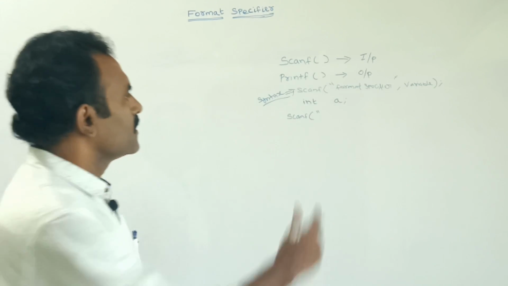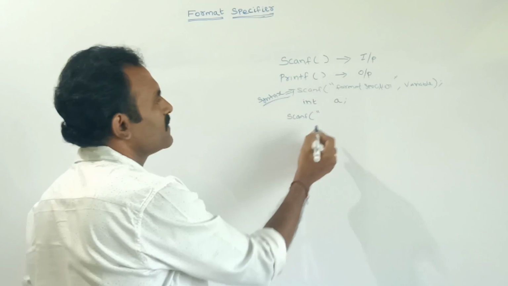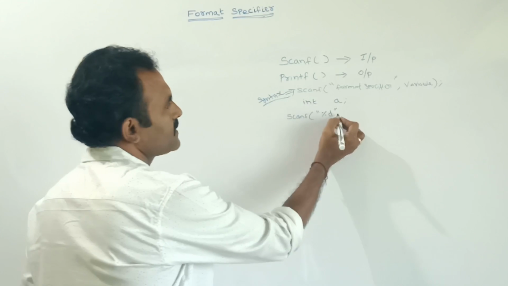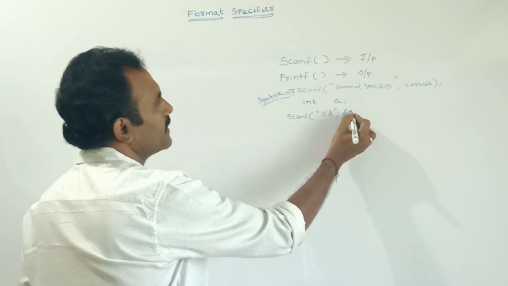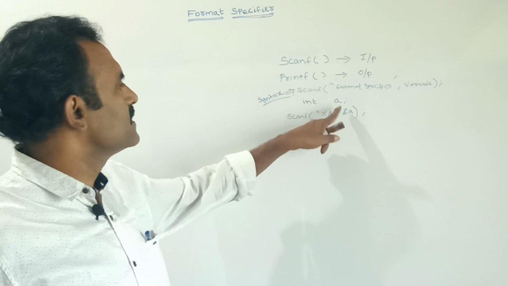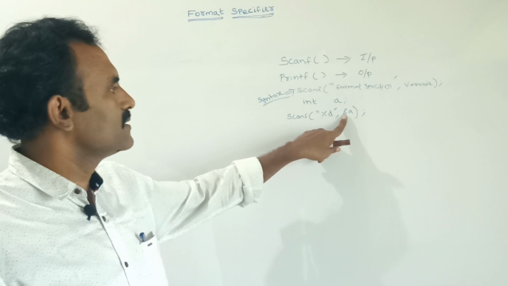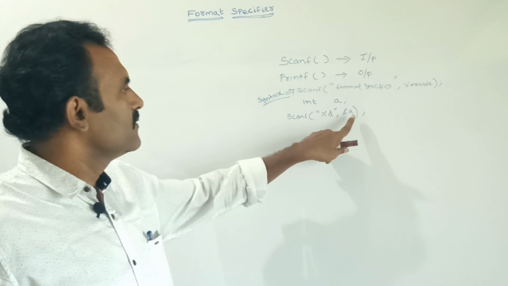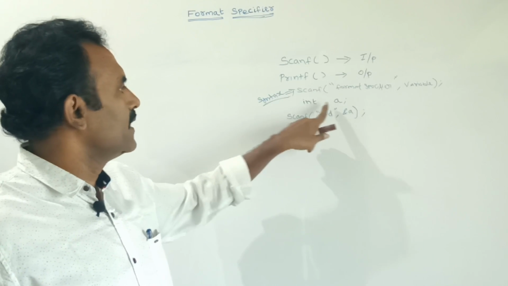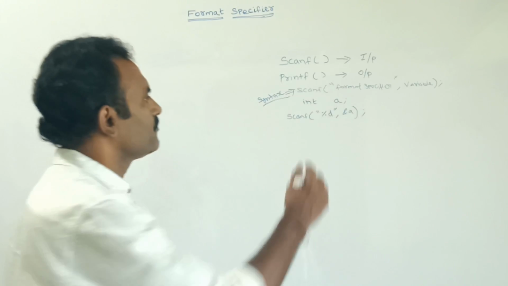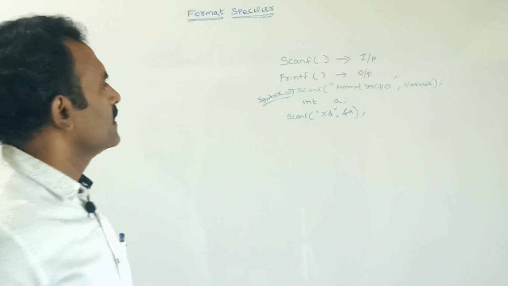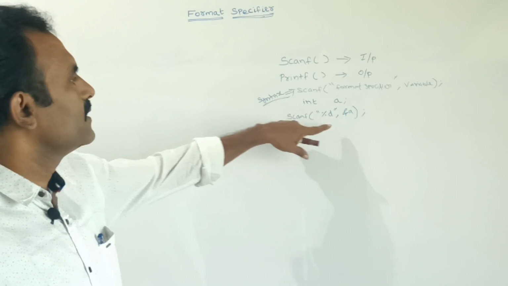Suppose I am declaring a variable A, with the help of this scanf function I can give the values. Very first, the format specifier. The format specifier for integer is %d. Next the variable name, variable name A. Here, for an integer, we should mention the ampersand symbol. With the ampersand symbol we should write the declared variable name. Here, ampersand A, I have declared integer A, so I am mentioning the name of the declared variable. In this way we can give the input to the variable.